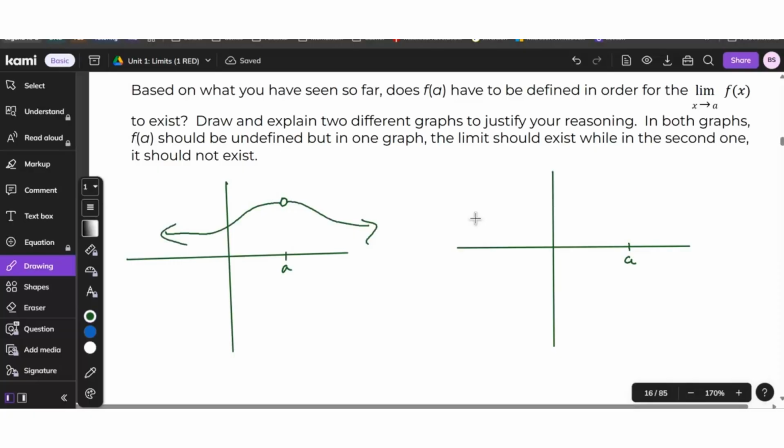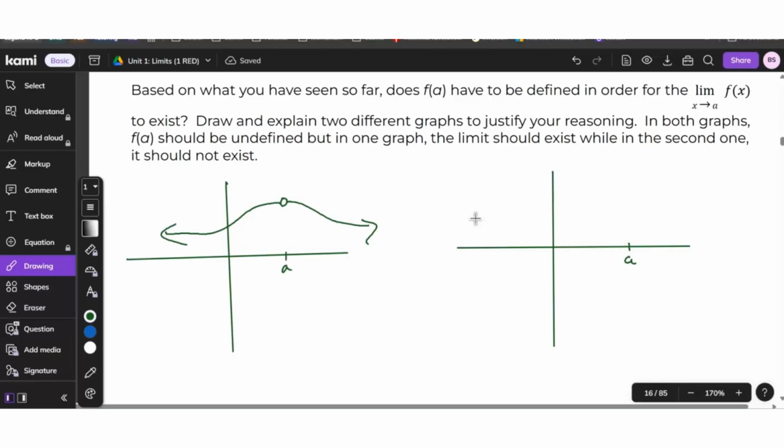Do you agree that this limit would exist? Yes. As I approach a, it would exist, but the function doesn't, right? There's no function at a. I'd have to put a dot somewhere. But since there isn't, it doesn't exist. But it's okay, the limit does.